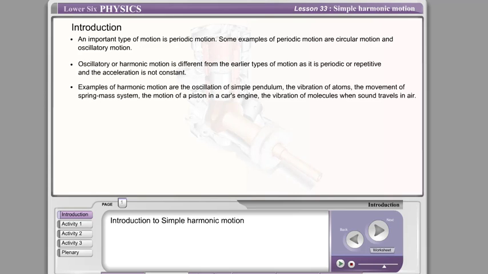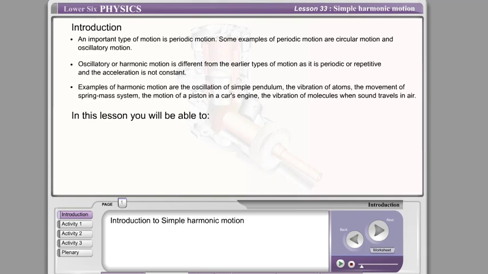Examples of harmonic motion are the oscillation of a simple pendulum, the vibration of atoms, the movement of a spring mass system, the motion of a piston in a car's engine, and the vibration of molecules when sound travels in air.